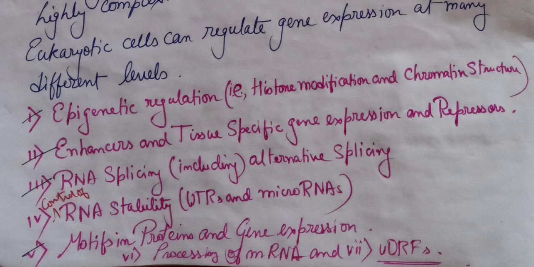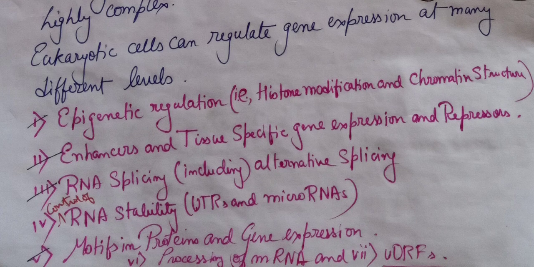Then comes your enhancers and tissue specific gene expression and repressors. There are some enhancers which will allow the gene to be expressed. This works at the level of transcription, right? And there are some repressors also which will do the opposite thing of enhancers. They will repress that particular region. They will not allow that gene to be transcribed.